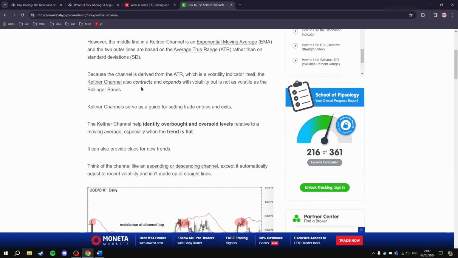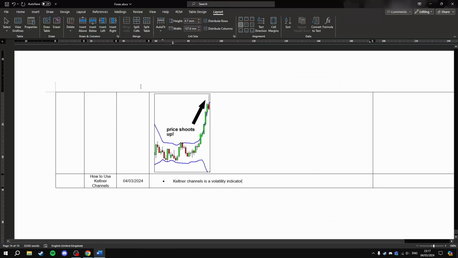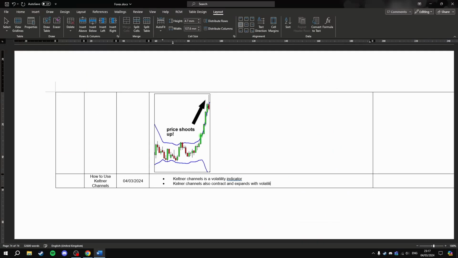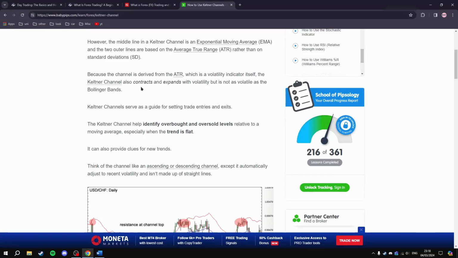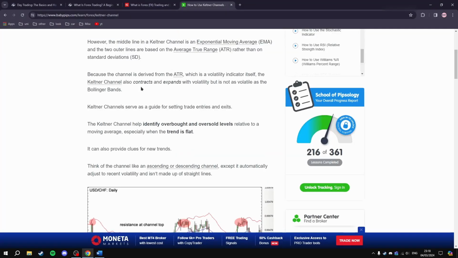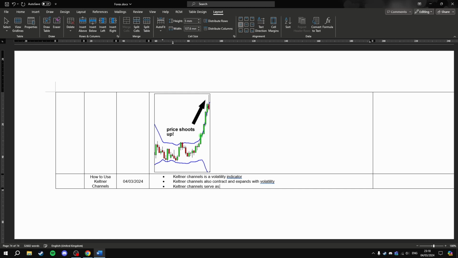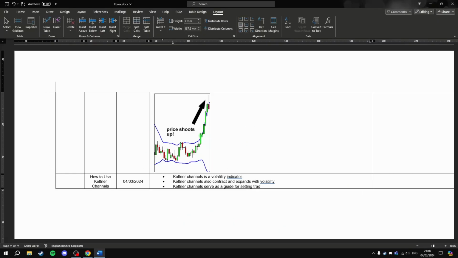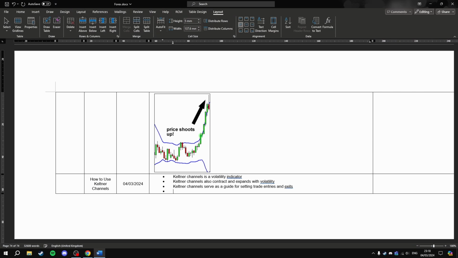Keltner channels serve as a guide for setting trade entries and exits.